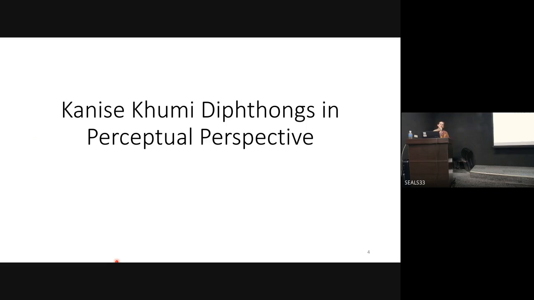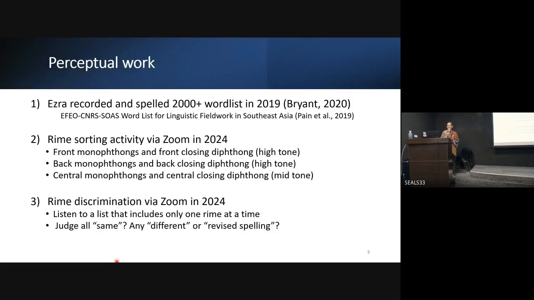So first, I'd like to talk a little bit about what we know about perception of diphthongs and vowels in this language. We've mostly worked with one speaker and two others, but Ezra, he's around 50 or so. He recorded a word list that's over 2,000 words together with Joe Bryant, and Ezra spelled each one of the items from this word list. So that gives sort of an emergent sense of his judgments for the vowel system based on what seems to be an adaptation of the Baladan Khumi orthography.